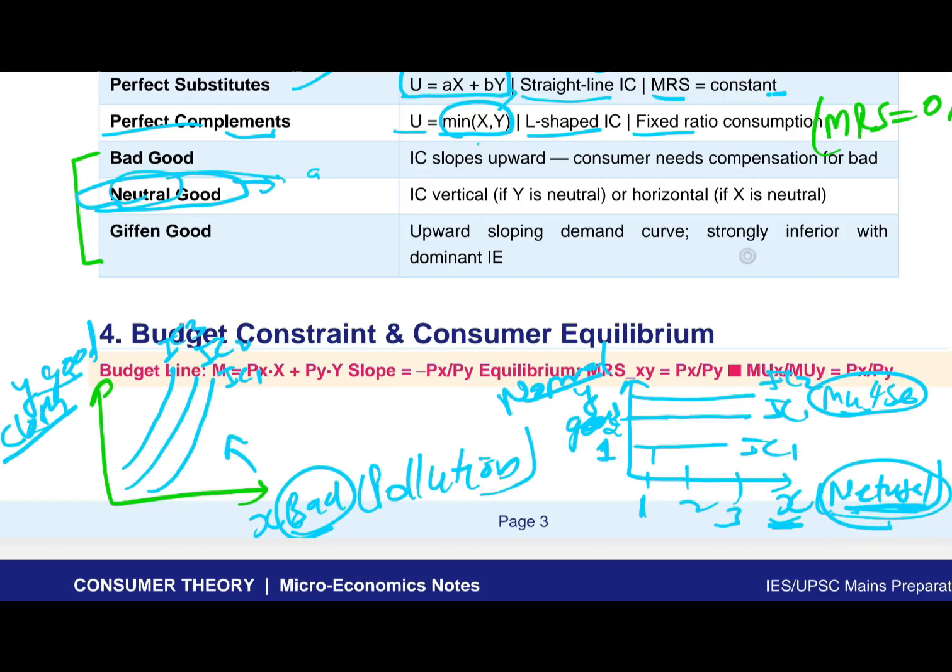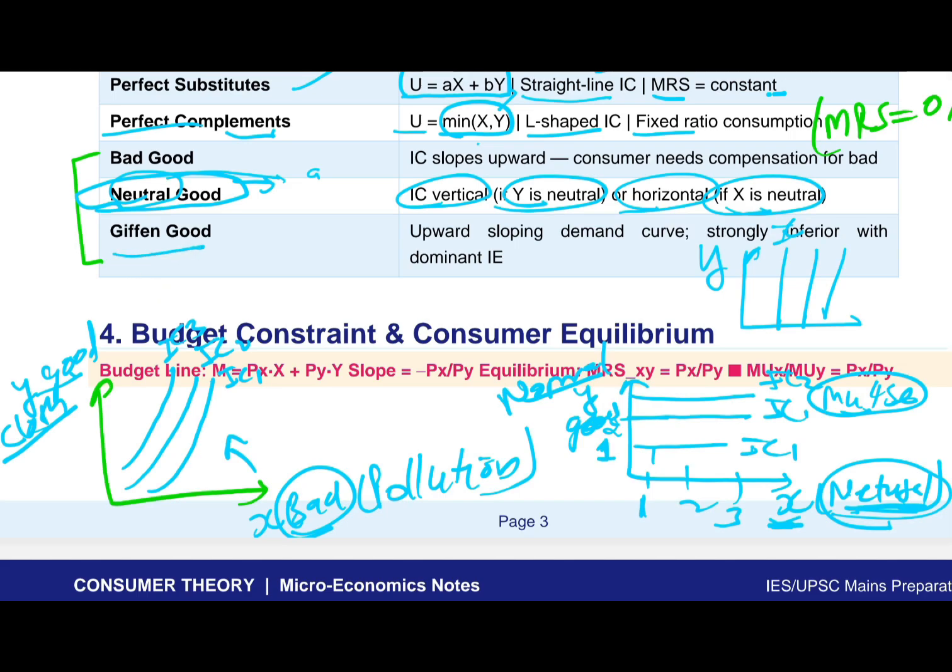If we take the neutral good on the y-axis, then our graph should look like this. It doesn't matter how much we consume of the neutral good, because it has not impacted us. So it is vertical when Y is the neutral good, and it is a horizontal IC curve when it is on the x-axis.